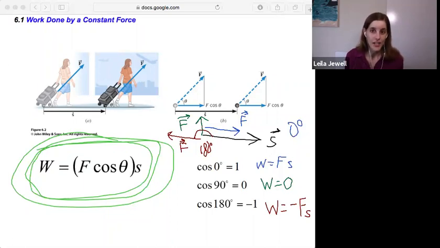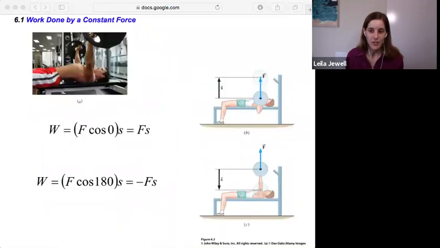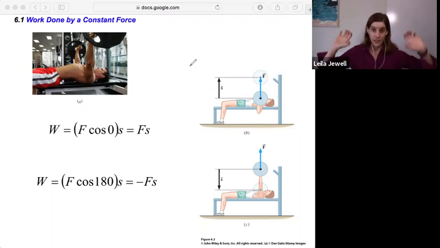So let's look at yet another example of work done by constant force. So here we have someone lifting weights, doing a nice bench press, right? And so if you're doing a bench press, the force that you apply is always upward, right? You're pushing that barbell away from you. You are supporting it so it does not crush you. There's a reason the bench press is one of the most dangerous lifts. So your force is upward.